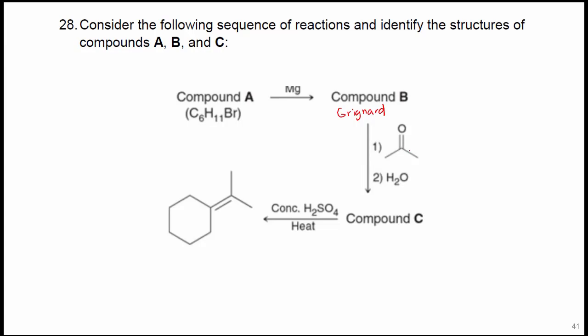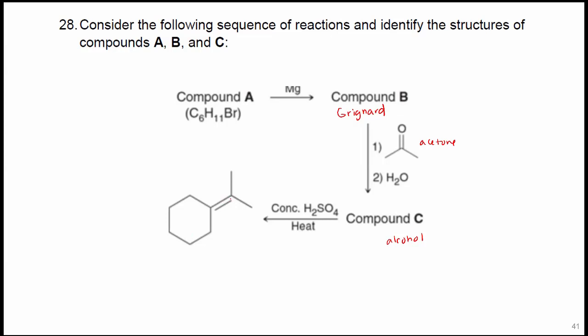And then we're going to add acetone to that to get compound C. If there's a Grignard reacting with a carbonyl, we're going to get some sort of alcohol here. And concentrated acid or sulfuric acid plus heat is going to eliminate that alcohol. So you can kind of pick things apart. Compound C, we're looking at an alcohol.